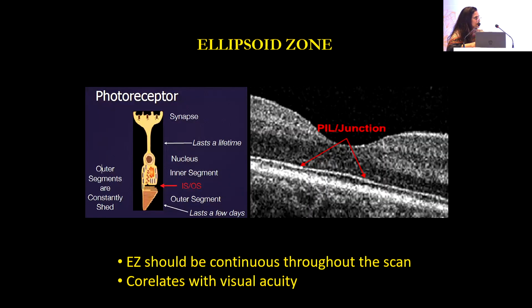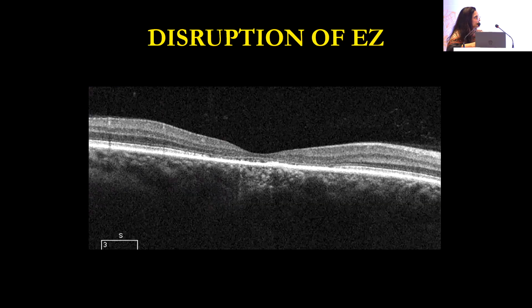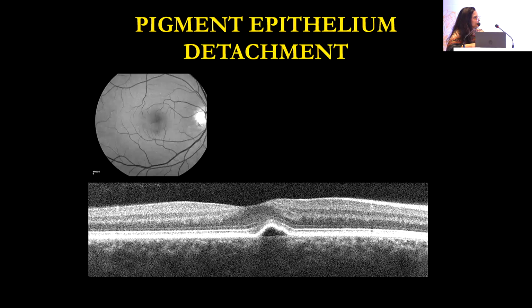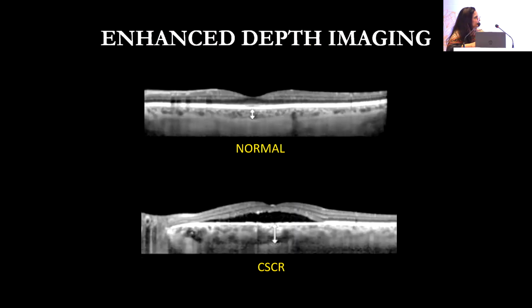Now, the ellipsoid zone, as I mentioned, should be continuous throughout, and this has a direct correlation with the visual acuity. Here you see there is disruption of the ellipsoid zone. The external limiting membrane is intact, but the ellipsoid zone is not, and this patient would not have a good visual acuity. Pigment epithelial detachment I've already talked about.